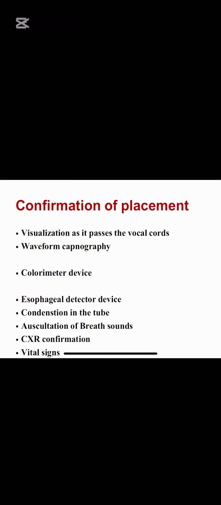You also want to confirm the placement of the tubes. After watching it pass through the vocal cords, you want to confirm using waveform capnography. You may also want to confirm using a colorimetric device, esophageal detector tubes, condensation in the tube, auscultation of breath sounds, chest X-ray confirmation, and vital signs. These are the different confirmation tools for ET tube placement.